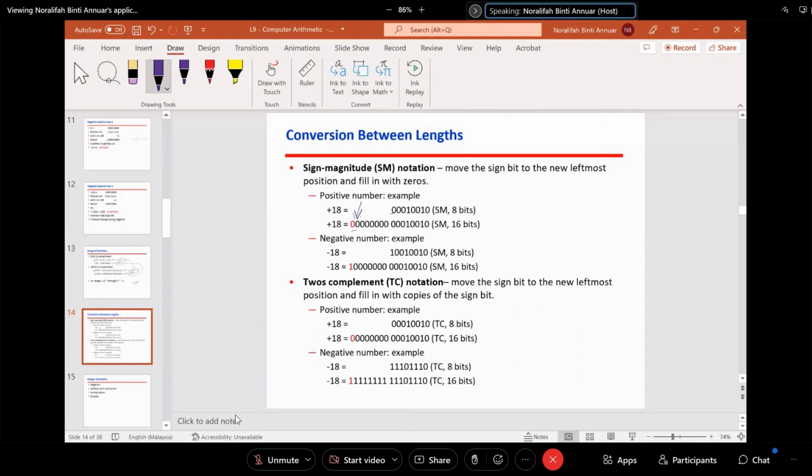Okay, kalau negative number, negative macam mana pula? How do you get this? Negative 18 tapi jawapan dia ni. Ni yang you kena buat when the computer is dealing with the sign magnitude and it is a negative. Macam mana dia dapat value negatif 18 ni?